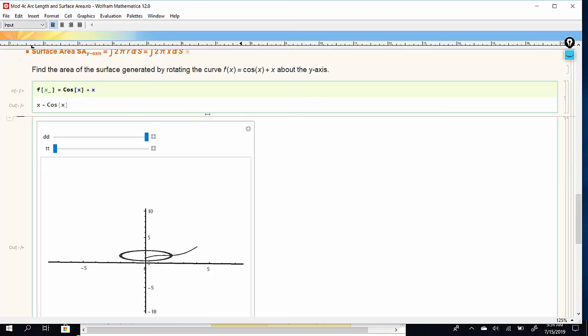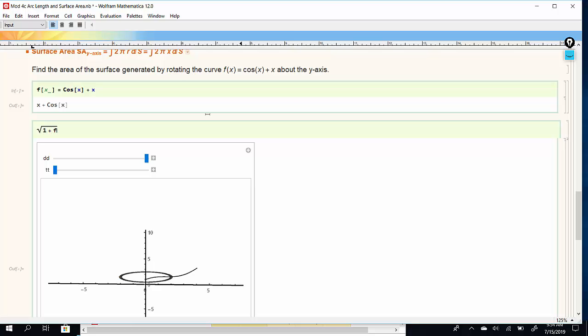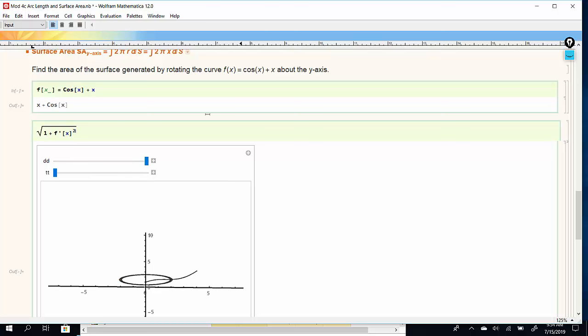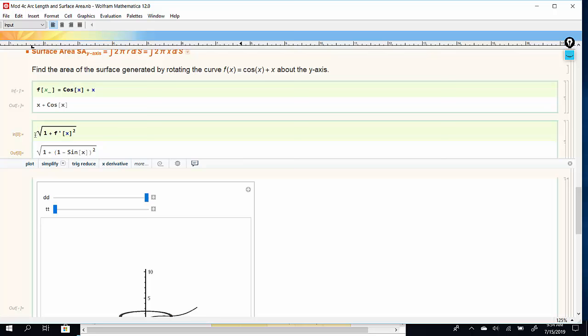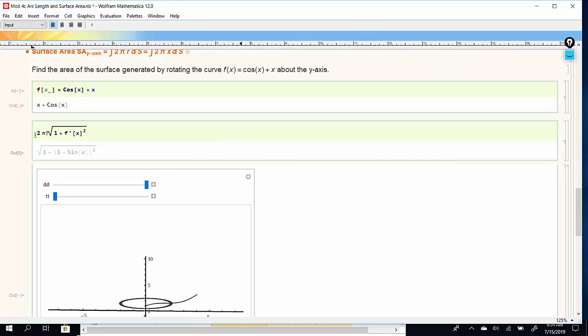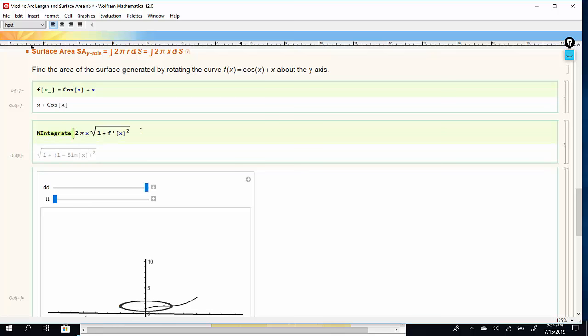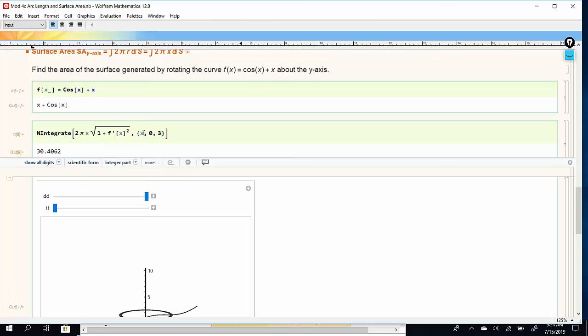So now once again, I'm going to look at the square root of 1 plus f prime of x, quantity squared. And once again, we'll run that. We can see it is a function of x. So now I have 2 pi times x out front, and I can really just leave this value x in here for my radius. This is the thing that I want to integrate. Once again, I'm going to use NIntegrate, and integrate this over the interval x goes from 0 to 3. And now I have this value for this new surface area.